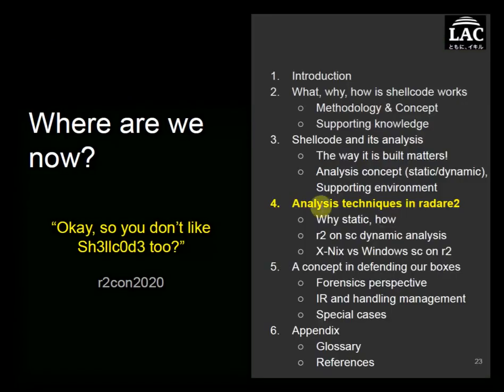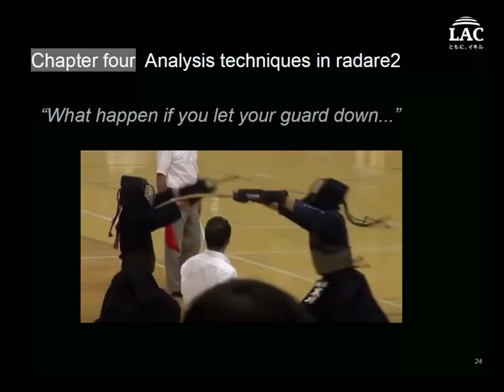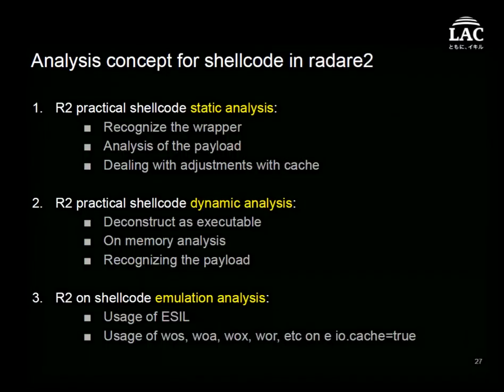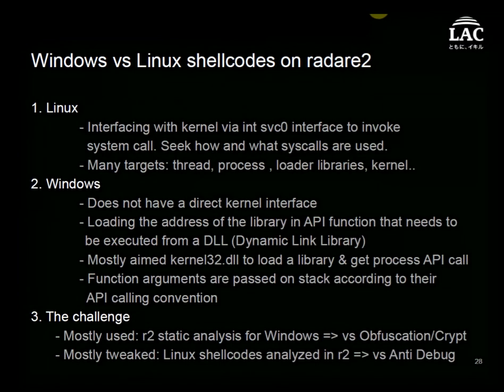Okay, so we are now starting with the analysis in radare2. Remember, do the stuff that you're good at. So here we go. R2 practical shellcode static analysis is recognizing the wrapper, using the payload, seeking them, and dealing with adjustment with cache, and dynamic is constructing the executable in memory analysis, and then recognizing the payload, and then the emulation analysis is for using ESIL and some woo-woo from that, which is very interesting.